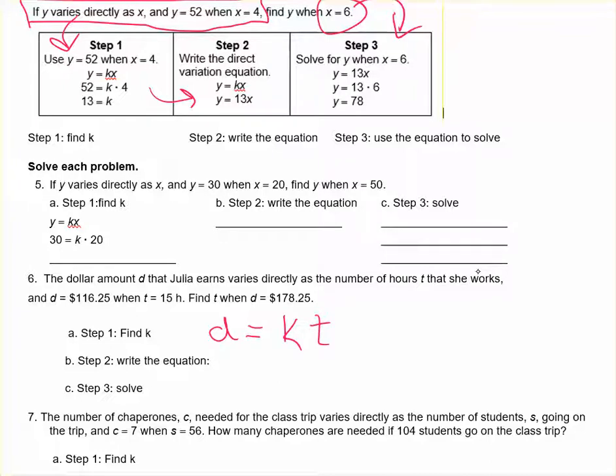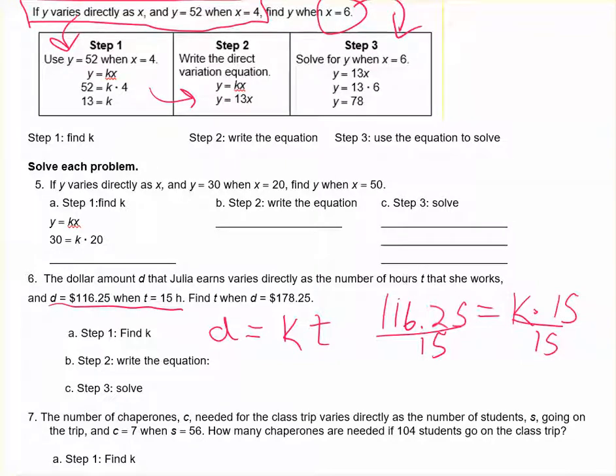And let's make sure that's right. The dollar amount D that Julia earns varies directly as the number of hours that she works. Right. Okay, now we're going to use these 2 things to find K. So D, we'll replace D with 116.25, and that's equal to K times 15. And then we solve this to find K.